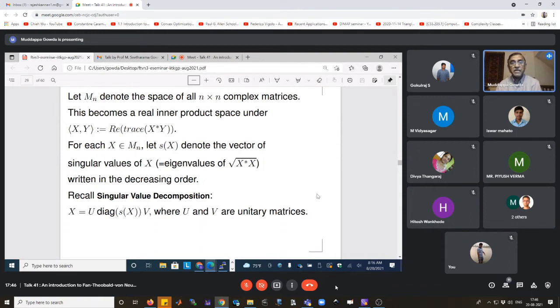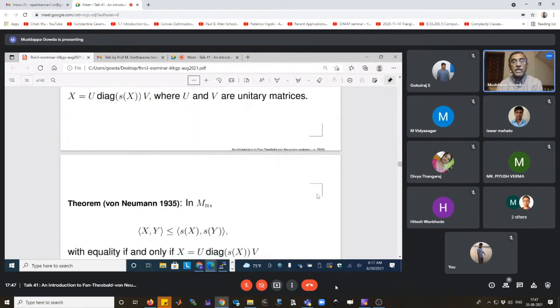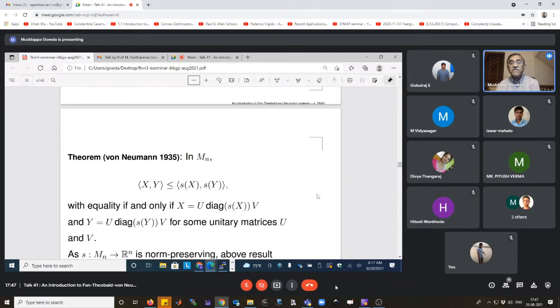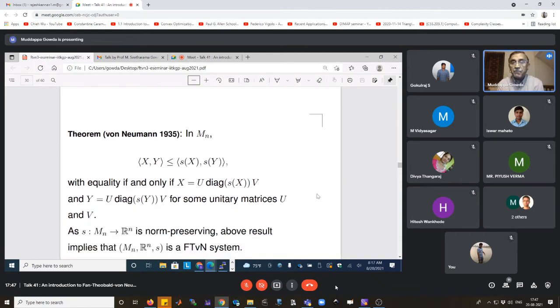Rather, x in M_n gives rise to x equals U diag(s(x)) V, where U and V are unitary matrices. Now, von Neumann, way back in 1935, proves that in M_n, the inner product of x and y is less than or equal to the inner product of s(x) and s(y). Notice that the inner product of x and y is computed in M_n, and the inner product of s(x) and s(y) is computed in R^n. And you have the inequality, with equality if and only if x and y are given in some specific form: x equals U diag(s(x)) V and y equals U diag(s(y)) V for some unitary matrices U and V.